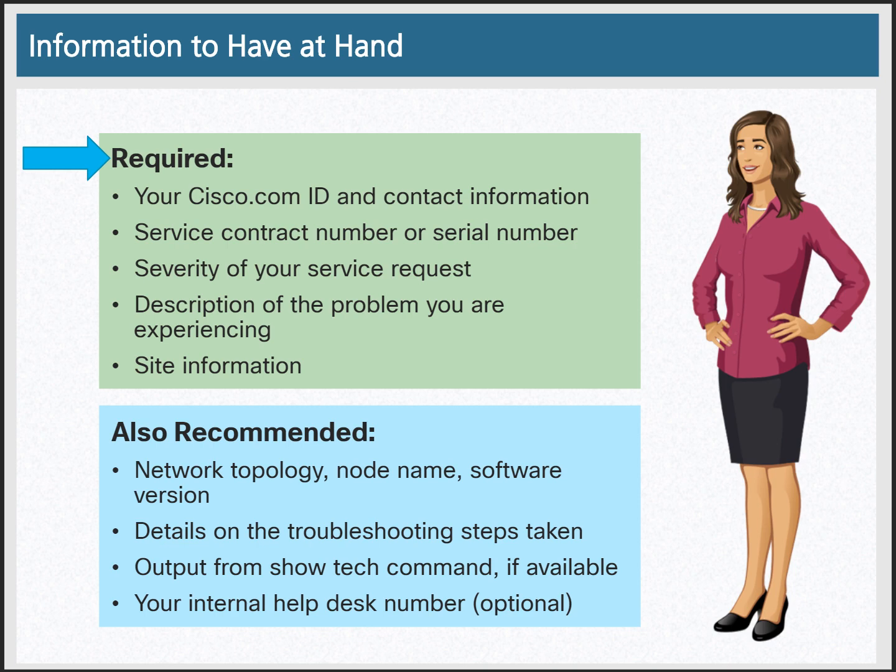You will also need the product serial number or your service contract number. You will need to know the severity level, whether it's 1, 2, 3, or 4, and a description of the problem you are experiencing and site information. We also strongly recommend that you provide the network topology, any node names, and software version, details on any troubleshooting you've done, show tech command output, and if you have an internal help desk number, please provide that as well.